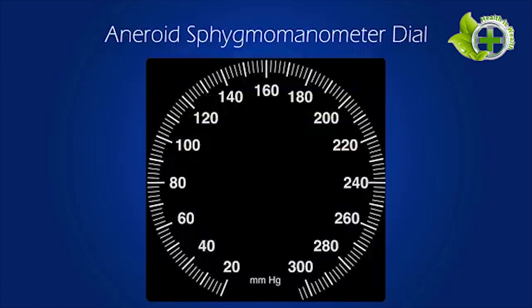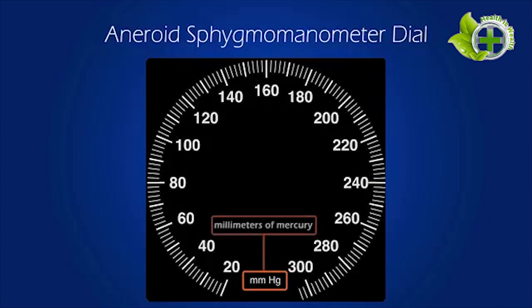This is the aneroid sphygmomanometer dial, also known as the blood pressure dial. The dial has the letters mmHg because blood pressure is measured in millimeters of mercury. Also on the dial, you'll notice that there are lines in various sizes.